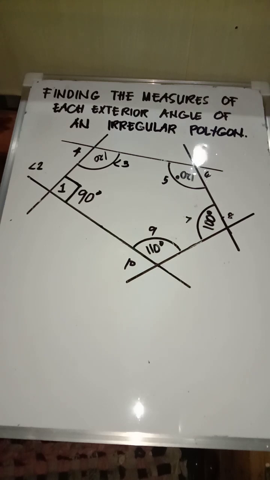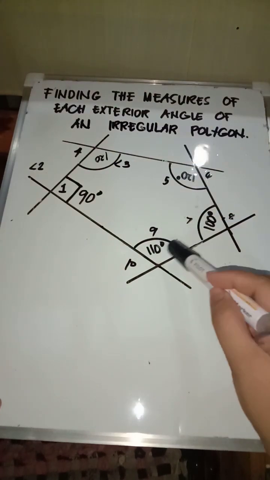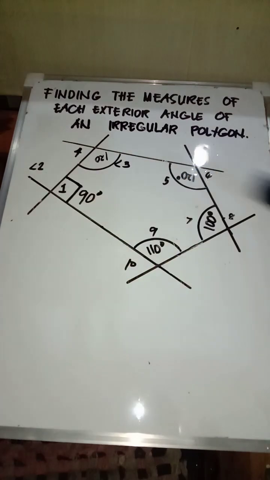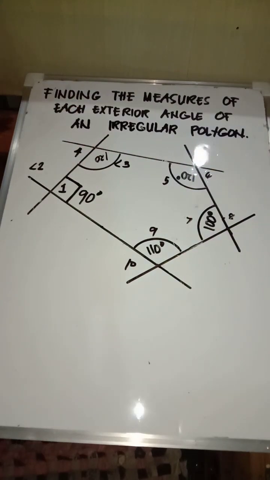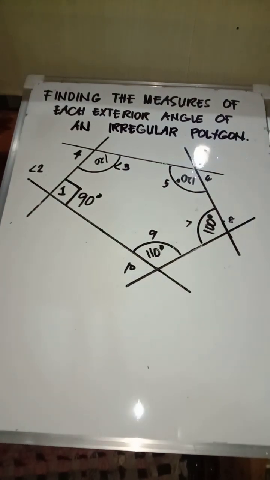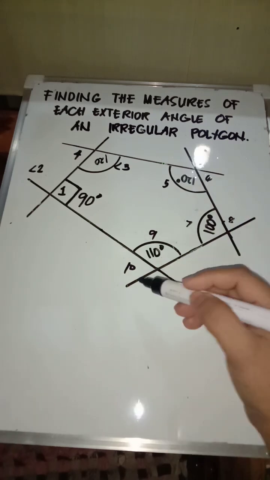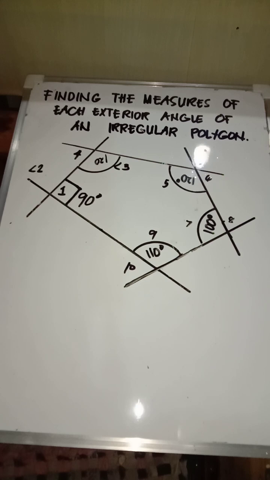So we have here an example of an irregular polygon, which is a pentagon. As you can see, the interior angles are given, but the exterior angles are not given. What we are going to find here are the adjacent angles of angle 1, the nearest ones. So how are we going to do it? First, take for example angle 9 and angle 10. If you look at the sides of the angles, they form a straight line.